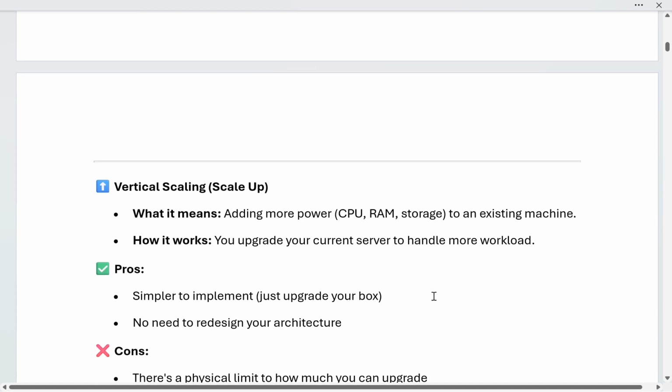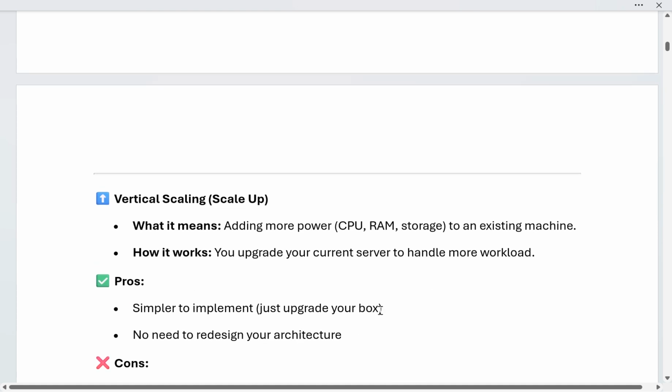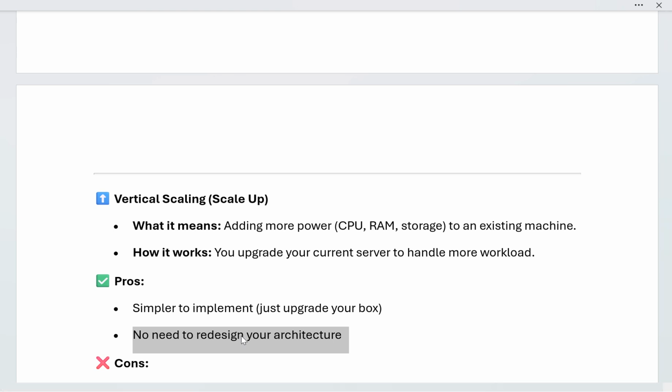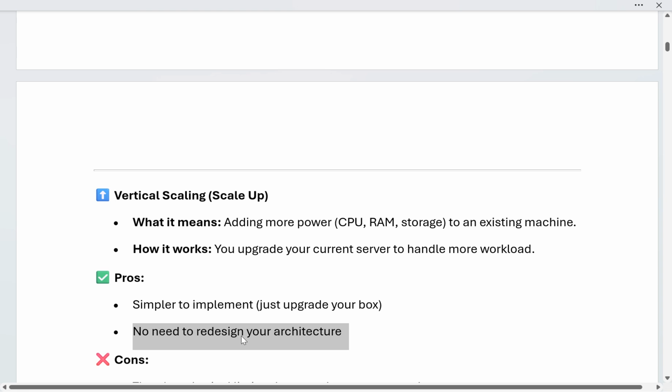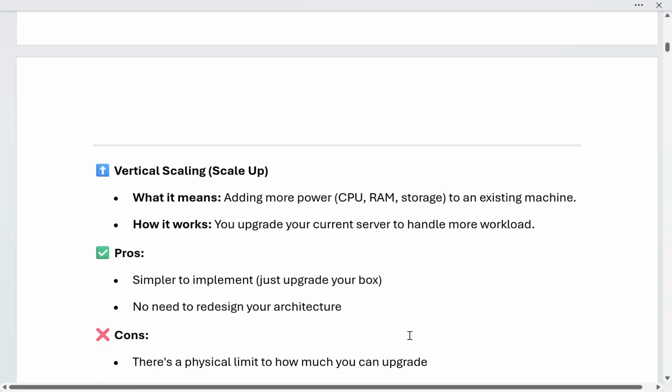What are the pros? It is simple to implement. You don't have to add a machine. There is no need to redesign your architecture. There is no load balancer required, and you don't have to redistribute anything. So it is simple and easy to implement.